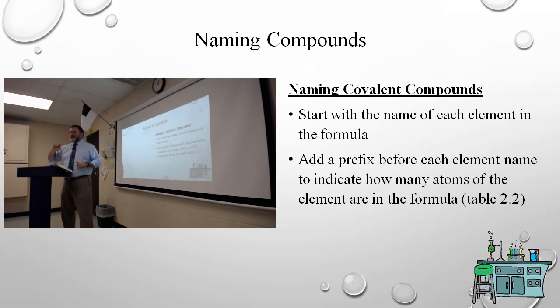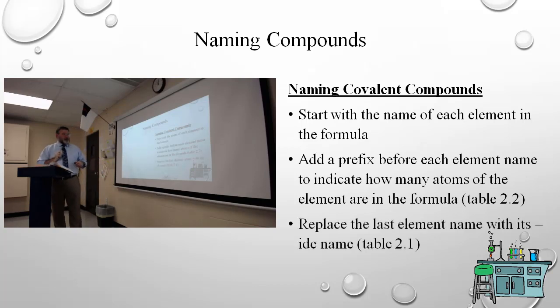You've got to look at the subscript and say, how do I say that subscript as a prefix? And again, it'll make more sense when we do an example. And then still replace the last element's name with its ide name. So the last element in the correctly written formula is always going to have an ide name. But you're going to know whether it's covalent or ionic if it's named appropriately, because you're going to use words like mono, di, tri, tetra, penta. You're going to use those in the name.